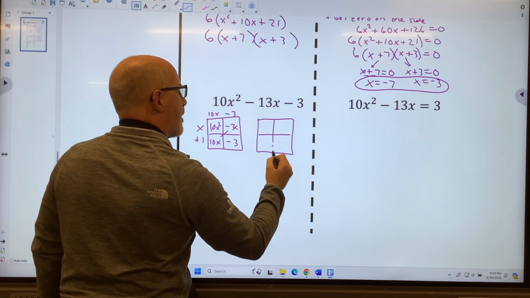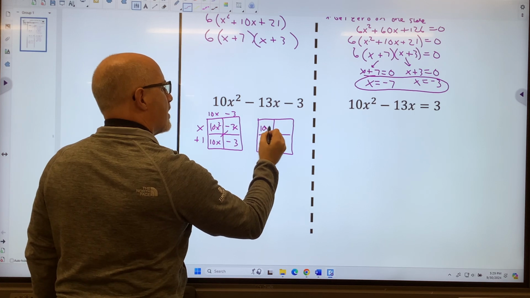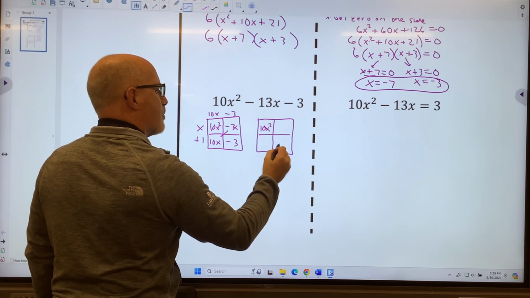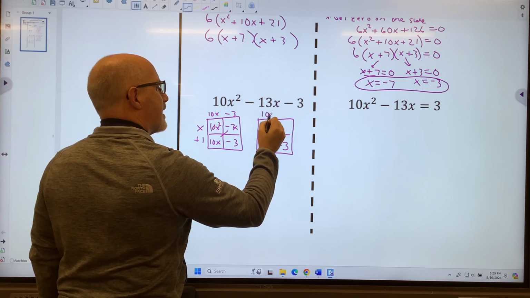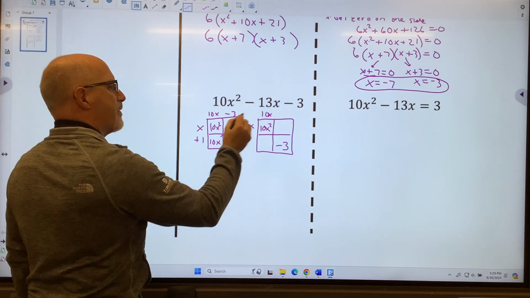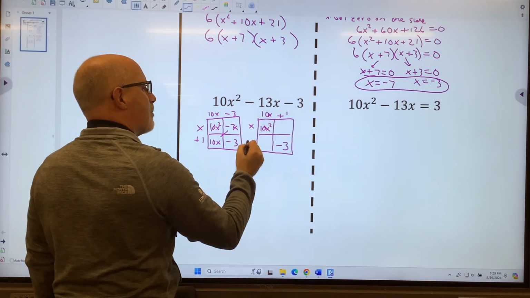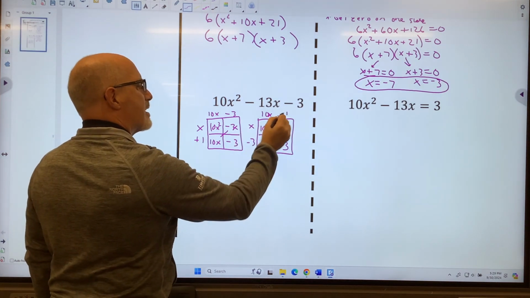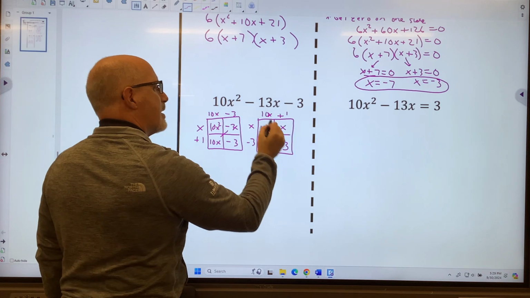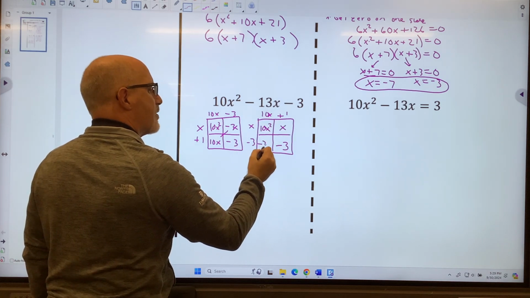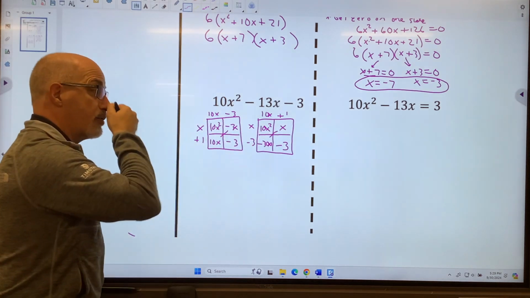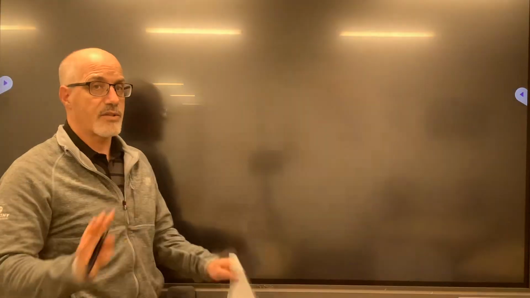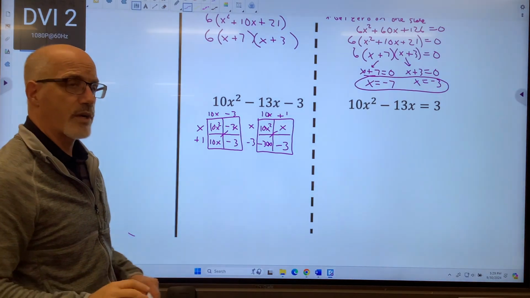You could flip-flop them and put 10x squared here, and you could put a negative 3 here. I'm going to try 10x and x again. And now I'm going to flip-flop. I'm going to put a plus 1 here and a minus 3 down here. x times 1 is 1x. 10x times negative 3 is negative 30x. Ooh, that's negative 29x for that. So that one doesn't work either.